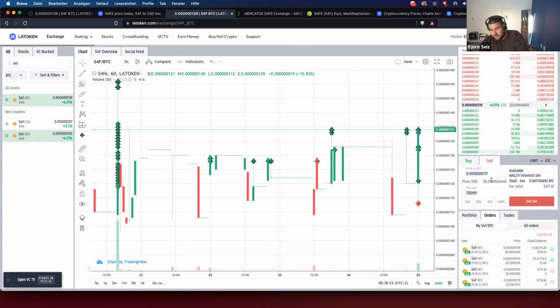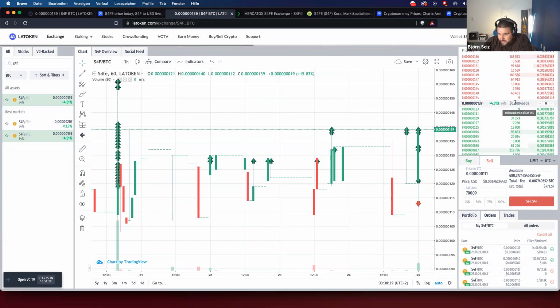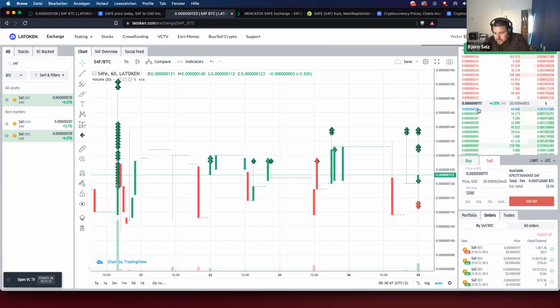You need to see that the next lower order is not sitting at the same price we are trading at right now. It is sitting here at $0.06. If you want, you can sell $471 now, which I will not do right now. Let's make just an example. I will sell $1,200. This is SAFE. This is $8. If I press sell, you will see the sell get executed. I have 68 left.